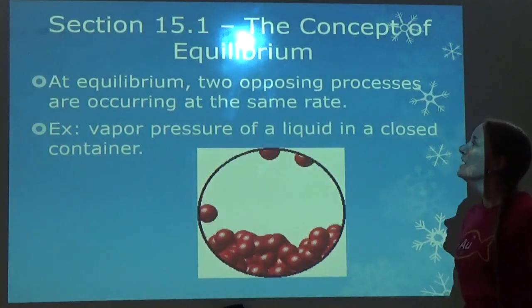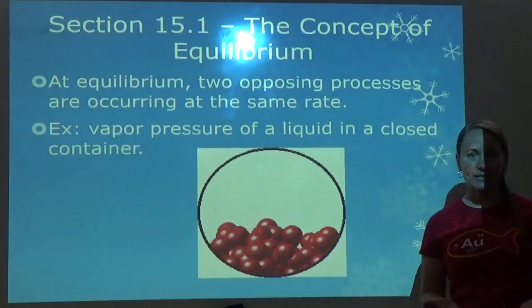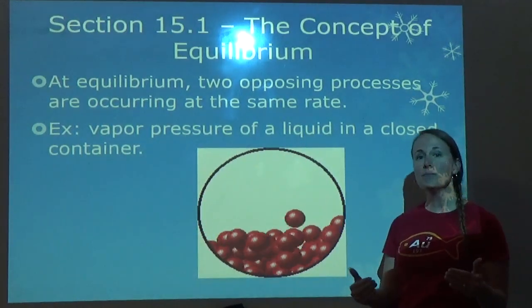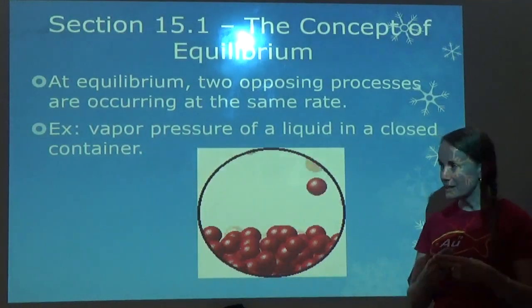So, at equilibrium, 2 opposing processes are occurring at the same rate. So that's the whole basis. Is equilibrium, there has to be something equal. So what's equal? The 2 opposite processes.